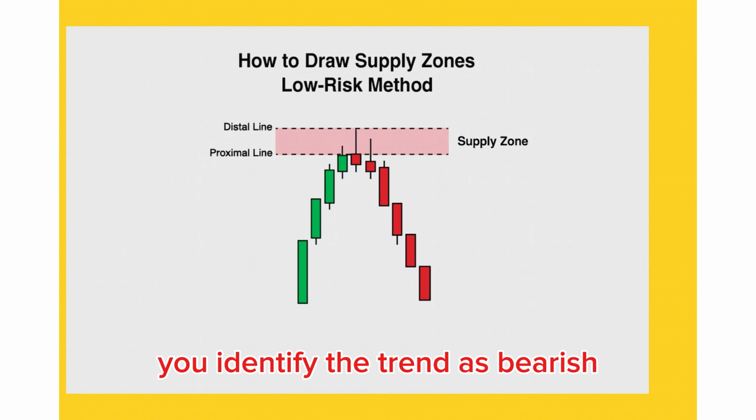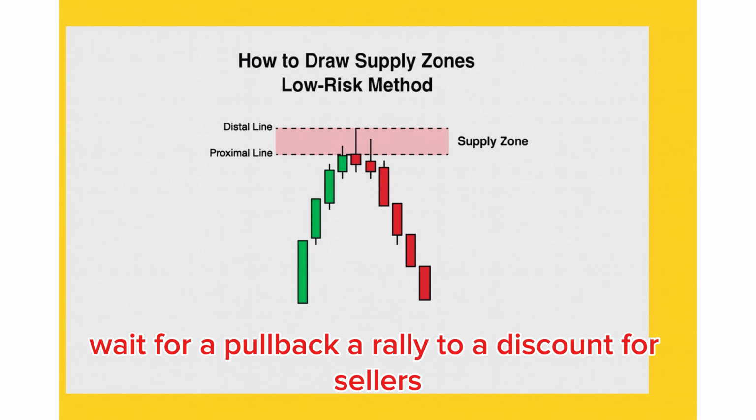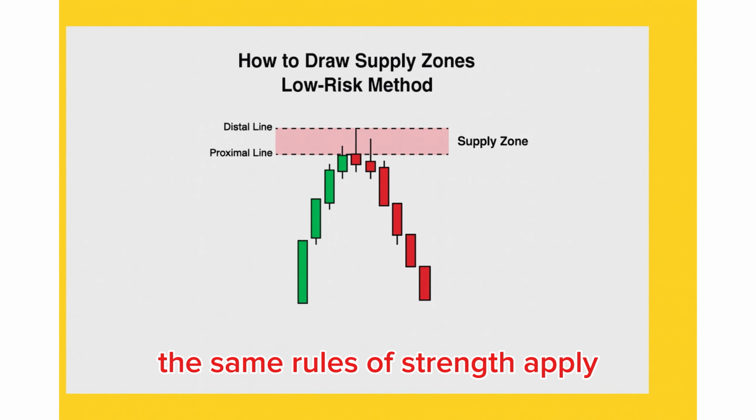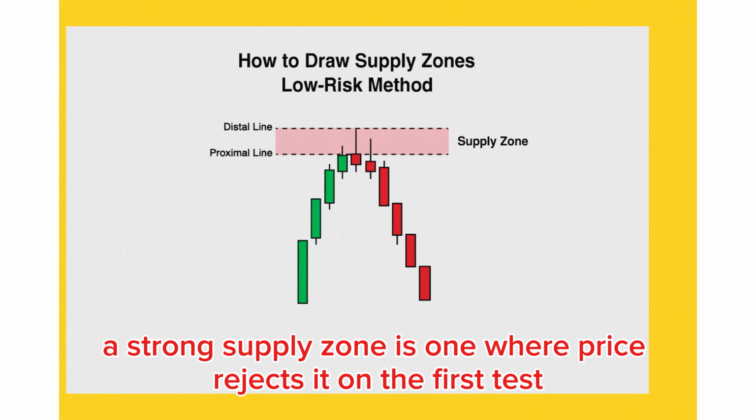You identify the trend as bearish, wait for a pullback, a rally to a discount for sellers, and you draw your zone at the origin of that bearish move. The same rules of strength apply. A strong supply zone is one where price rejects it on the first test.